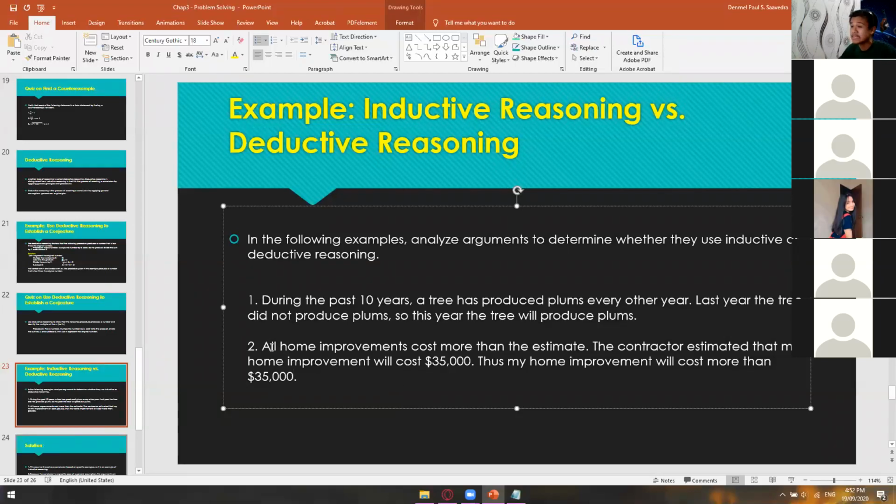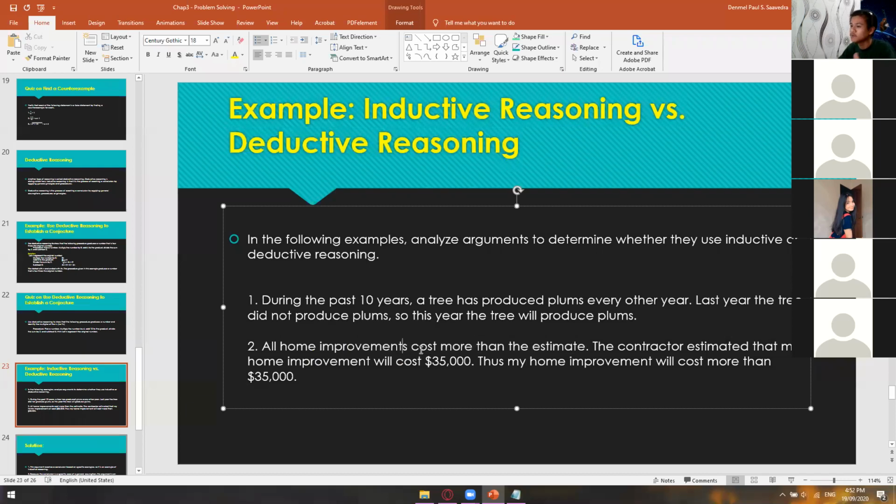Okay. This one is deductive. Kasi dito, all home improvements, like nilahat niya na. So again, kapag gumamit ka ng deductive, 100% or 99%, kung meron man sigurong 1%, masyado nang malabong mangyari yun. True na yung magiging case.